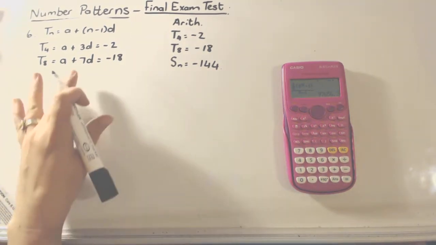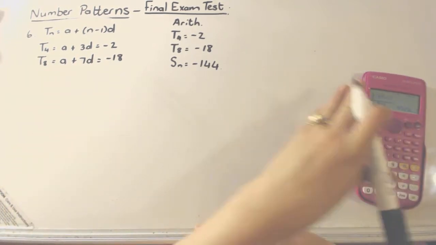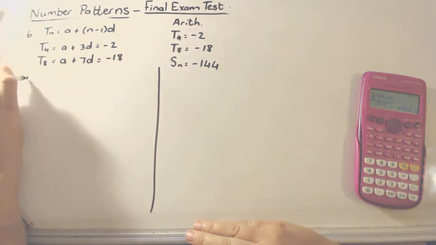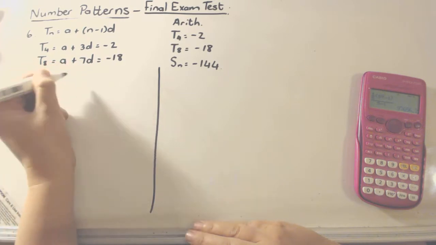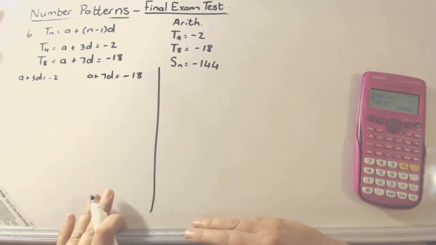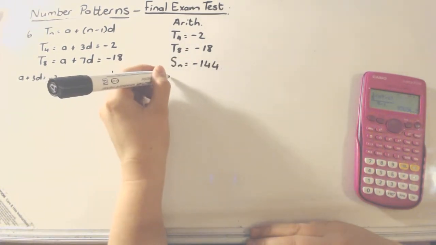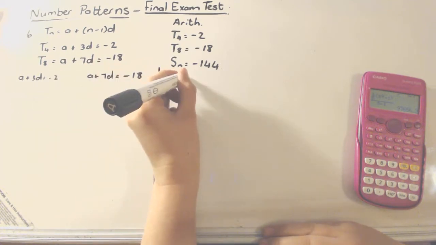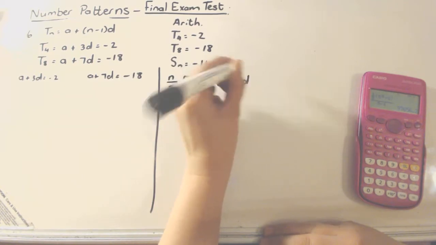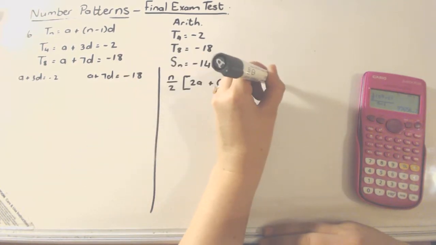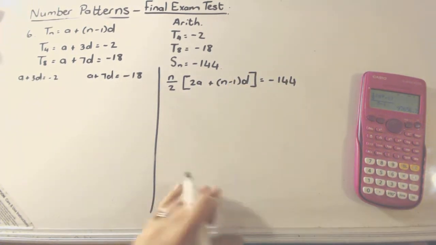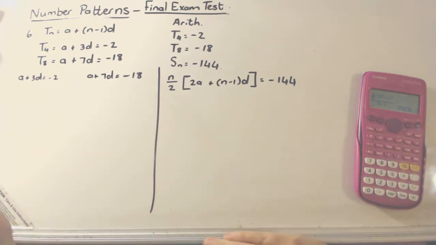Right, so first let's just find a and d, and if you get lost with the process easily, go find a and d here. a plus 3d is minus 2 and a plus 7d is minus 18. I'm going to find a and d here, and then I'm going to work with the fact that n over 2 times 2a plus n minus 1 d is equal to minus 144. If I found a and d, I must go find n here. Right, so I just write down the whole process in the beginning.